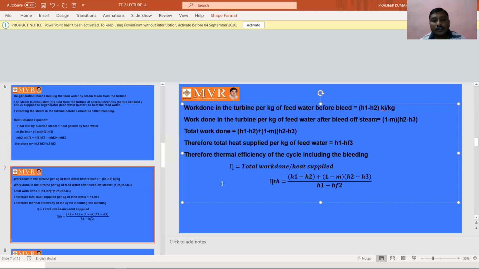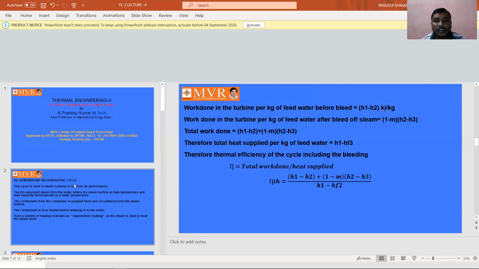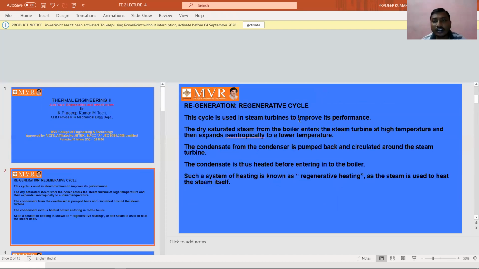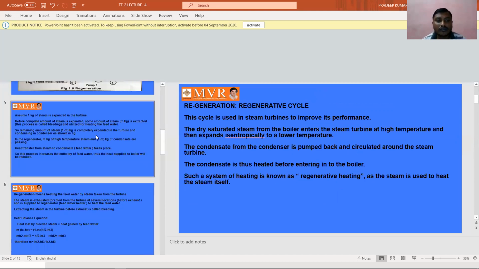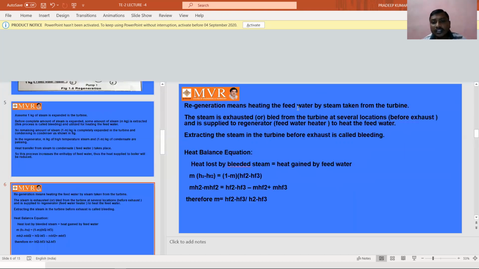See here that thermal efficiency is equal to (H1 minus H2) plus (1 minus m) into (H2 minus H3), divided by (H1 minus HF2). This is about regeneration, the regenerative cycle. It means we are regenerating the cycle here. Regeneration means nothing but heating the feed water by steam taken from the turbine.